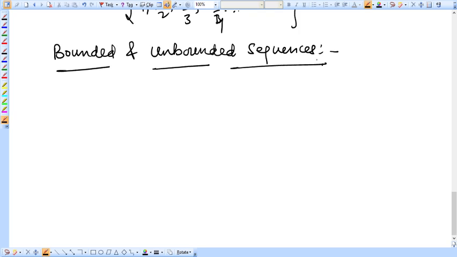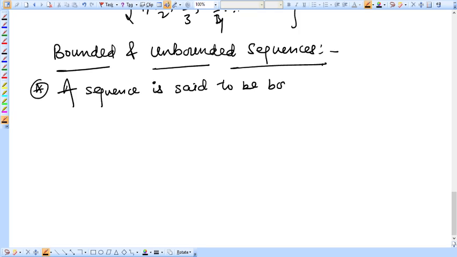So firstly, let us look at the boundedness of the sequence. One definition I'm going to write over here: a sequence is said to be bounded above. Bounded above, not simply bounded, but bounded above.